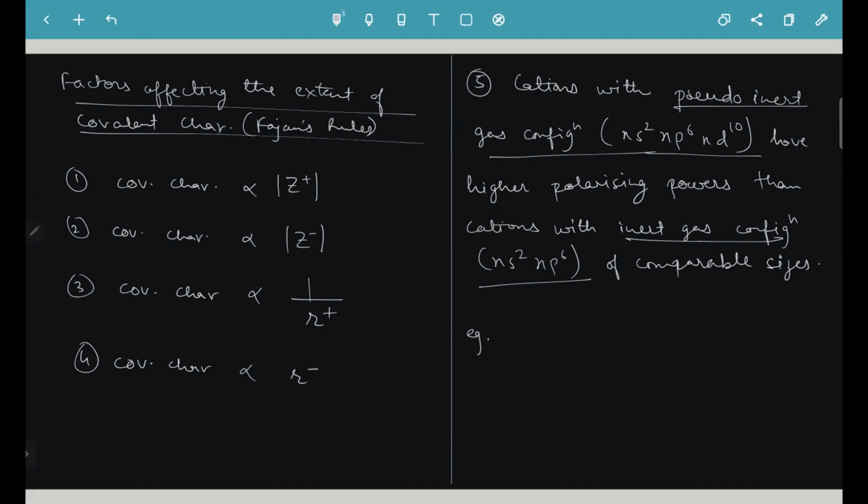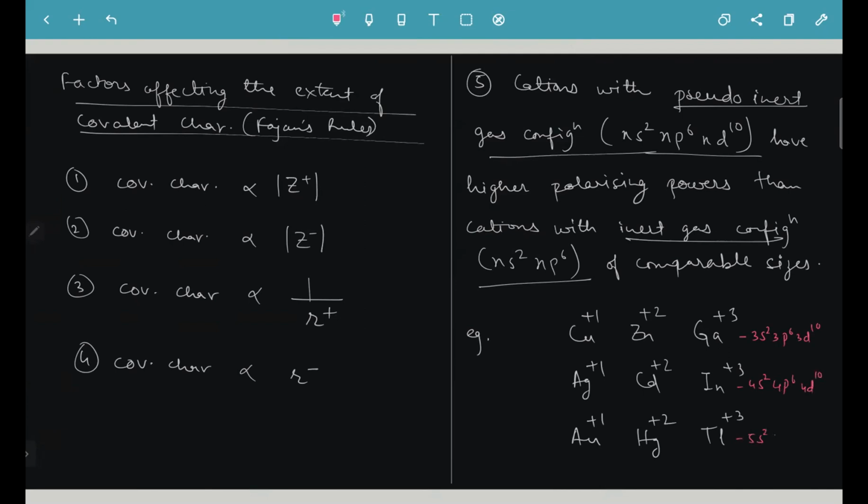Examples of cations with pseudo inert gas configuration: copper, zinc, silver, gold. Zinc, cadmium, mercury, gallium, indium, thallium. Copper +1, Ag +1, gold +1, zinc +2, cadmium +2, mercury +2, gallium +3, indium +3, thallium +3. Okay. If you look at their outermost subshell electronic configuration, इसके लिए outermost electronic configuration आएगा 3s2, 3p6, 3d10. इसके लिए आएगा 4s2, 4p6, 4d10. और इसके लिए आएगा 5s2, 5p6, 5d10.